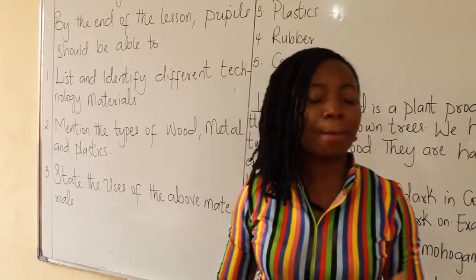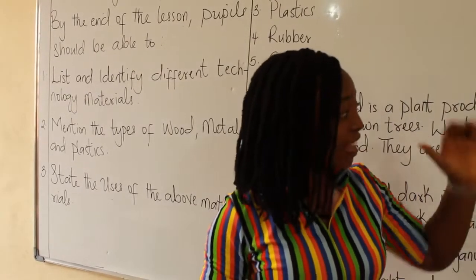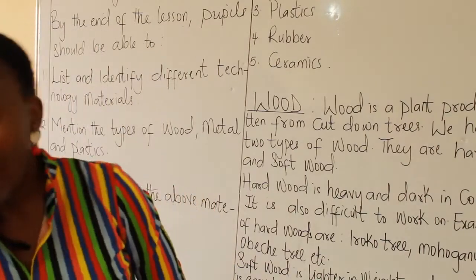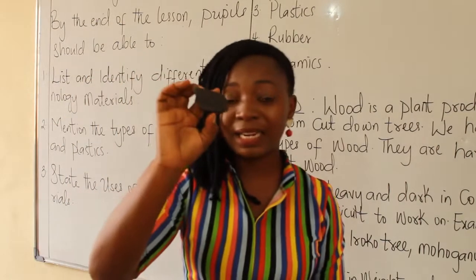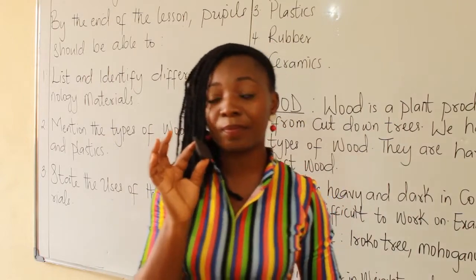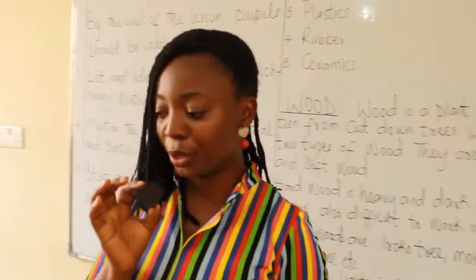Let's look at some materials and know if they are ferrous or non-ferrous using a magnet. I believe we've seen a magnet before. This is an example of a magnet. Now, let's get some materials.